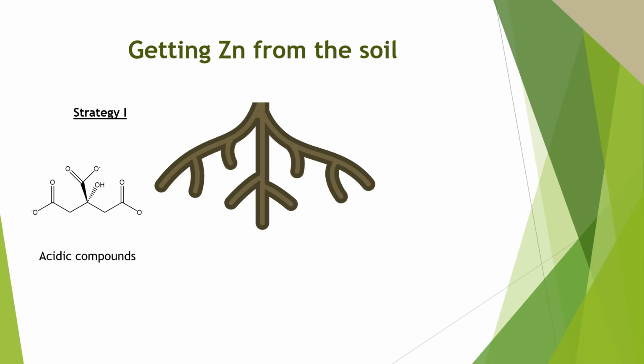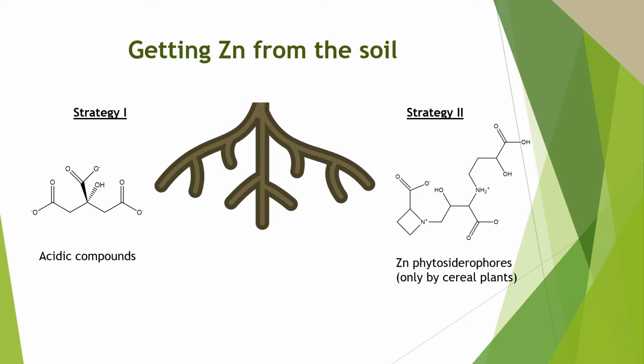Now looking towards plant zinc uptake, 2 general strategies are employed. In strategy 1, acidic compounds and low molecular weight ligands like the citrate shown here are exuded by the roots. This increases zinc solubility and therefore aids zinc uptake. In strategy 2, which is only used by cereal plants, phytosiderophores can be exuded, like this mugineic acid shown here. Sorry if I butchered the pronunciation. This is a kind of funky non-proteinaceous amino acid that's exuded into the soil. These bind zinc with quite high affinity, and then the complexed form with zinc can then be taken up by the roots.